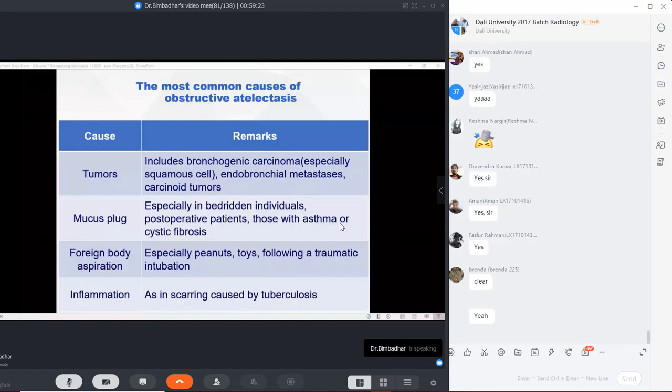Give it a two-time reading. Take it slow. Try to observe each and every slide slowly. You will try to understand and you will remember them. Please do not neglect this chapter. Respiratory system will have so many questions. It is the most difficult of all radiology.